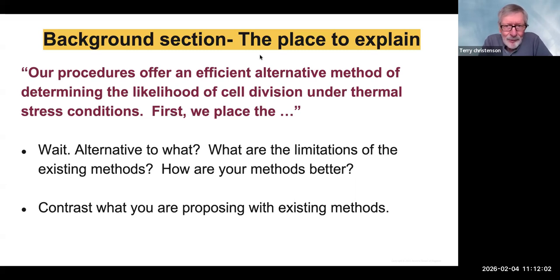Okay, another place to explain. "Our procedures offer an efficient alternative method of determining the likelihood of cell division under thermal stress conditions." Now, I'm likely to be very interested in this. Again, global warming, thermal conditions, here's a fundamental biological process that influences life as we know it. But wait, alternative to what? What are the limitations of the existing methods? How are your methods better? Again, contrast what you're proposing with the existing methods.